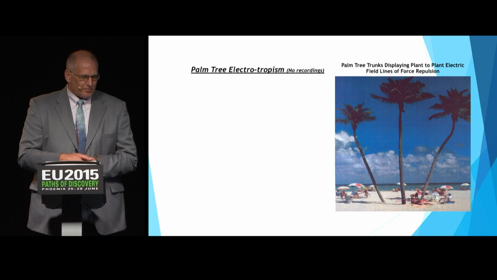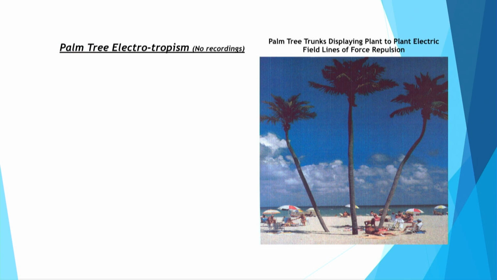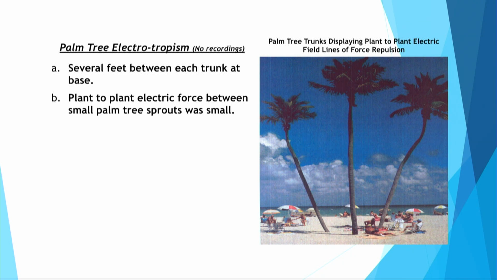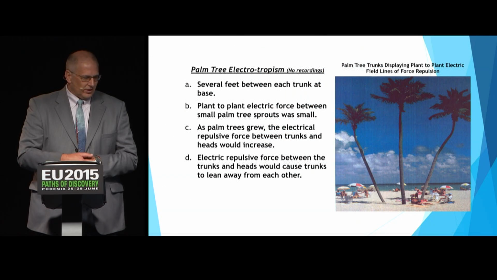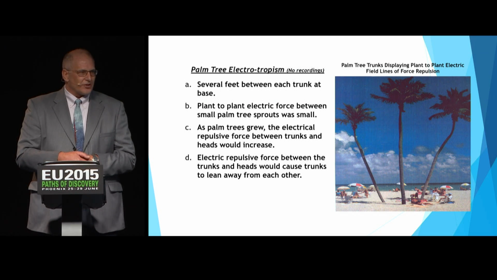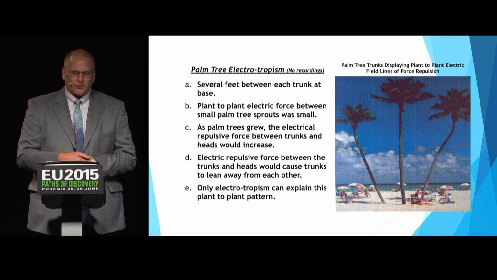Here's a picture of some palm trees I found about 10 years ago in a magazine. There's several feet between each trunk at the base. When the plants were small, if there was an electric force between them, it was likely small. As the palm trees grew, the electric force between the trunks, and the heads, would have increased. The electric repulsive force between the trunks and heads would cause the trunks to lean away from each other. Only electrotropism can explain this plant-to-plant behavior.